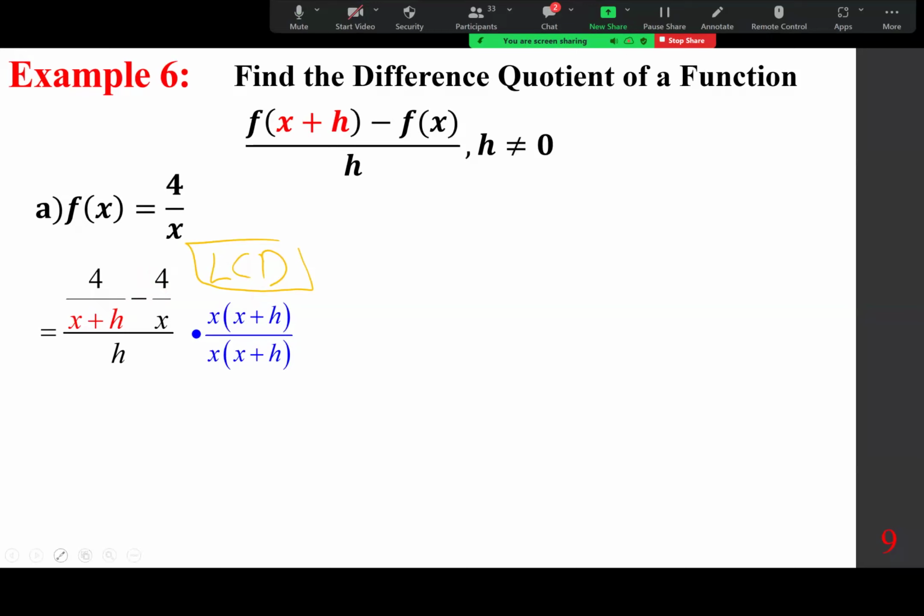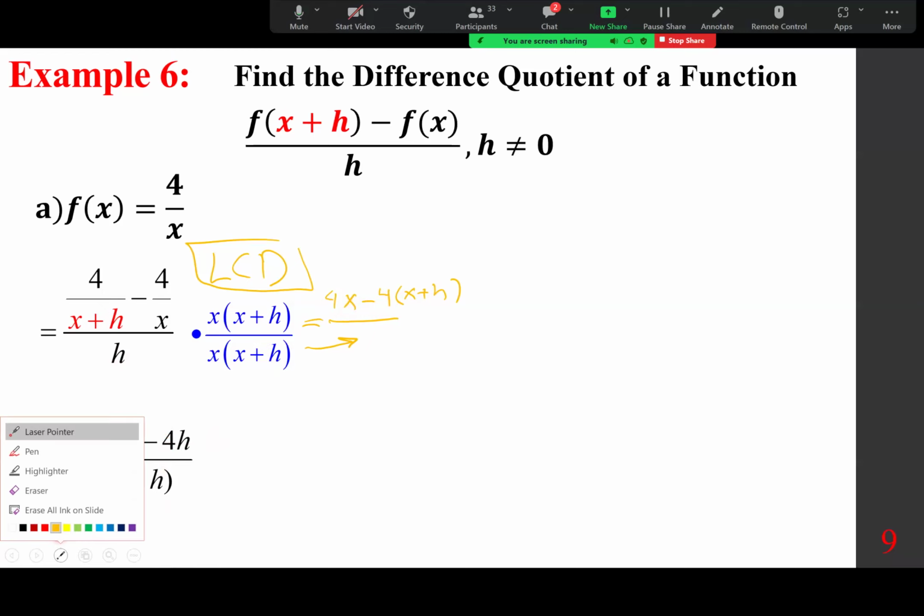So let me quickly show you that. I want to show you the numerator only. So this would be 4 times x, the numerator, minus 4 times x plus h. And as I said, the denominator is the product of this. Therefore, the numerator is 4x minus 4x minus 4h. As I said, the denominator, you just write it as a product.